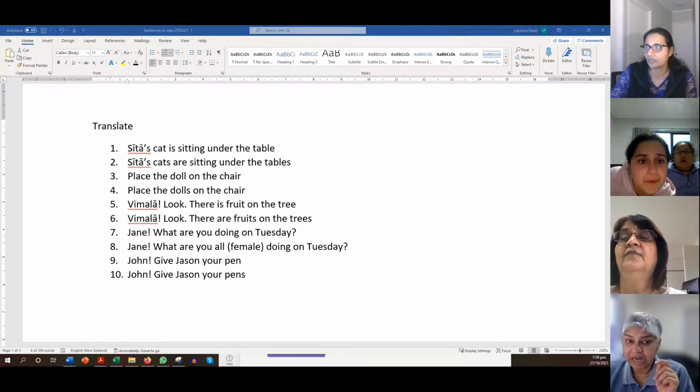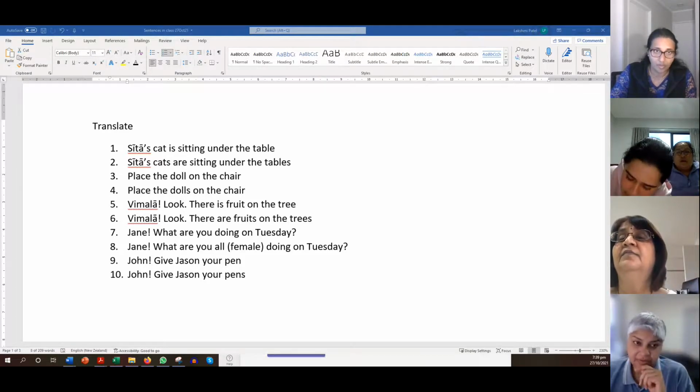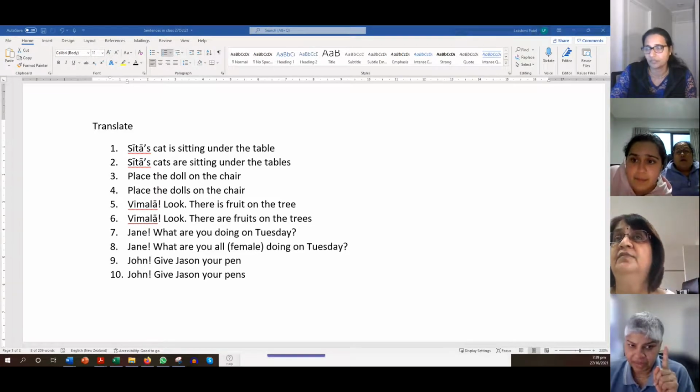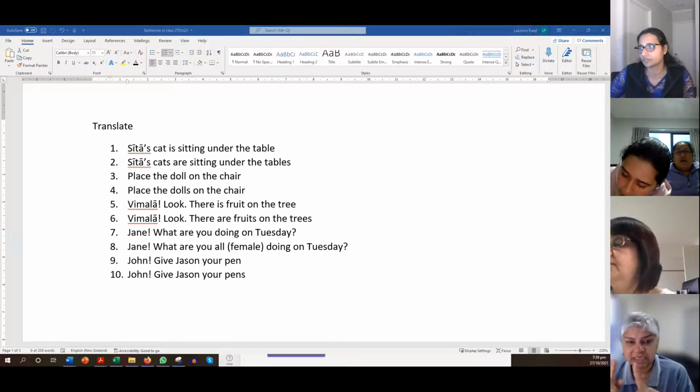Now they are all sitting under the tables. So, Utpitikayaha is for one table. So look up your table and see your chart and see what is the plural for Utpitikayaha.